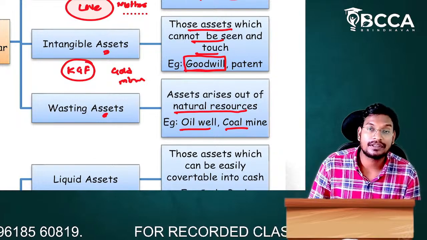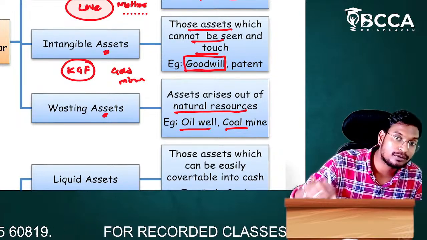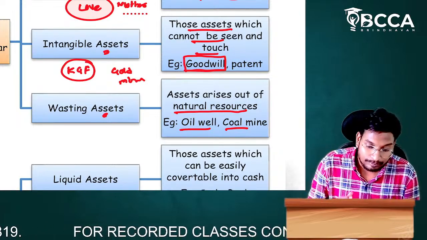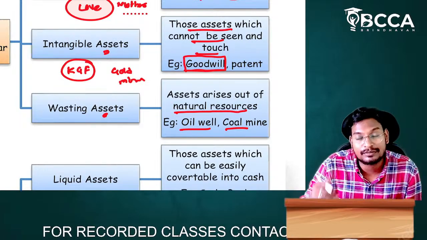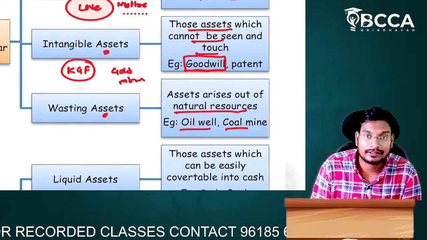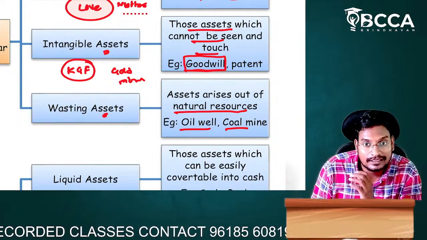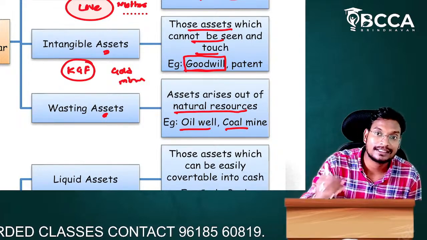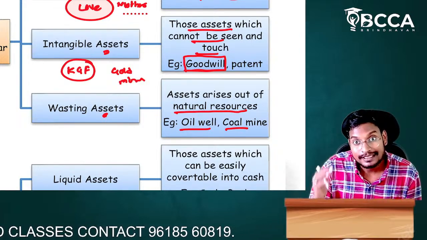Because of these wasting assets, the benefit is more than 1 year. The benefit is more than 1 year, so it is called a non-current asset. A non-current asset is also called a fixed asset.